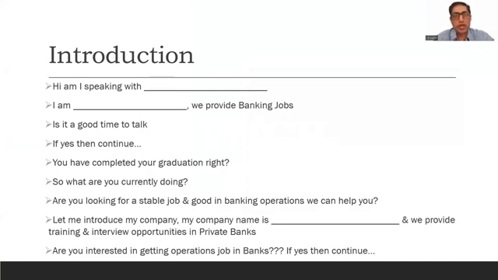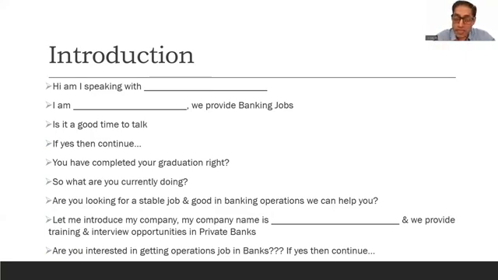So for example, your name is Rahul and you're talking to Simran. As soon as you dial the number and the call goes to Simran, immediately use the words, hi, am I speaking to Simran? Never use ma'am or sir, because remember you're talking to students. Okay, so always call the person by name. So the first thing is, hi, am I speaking to Simran? I am Rahul. We provide banking jobs. Is it a good time to talk? So first you ask the person, am I speaking to Simran? That is your first part.